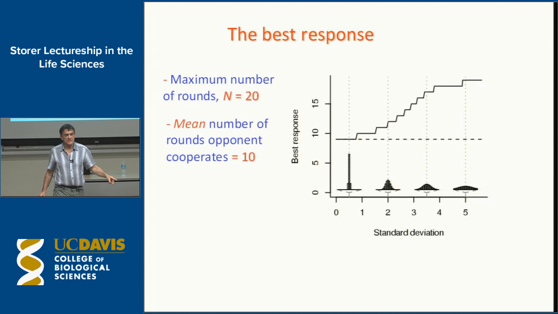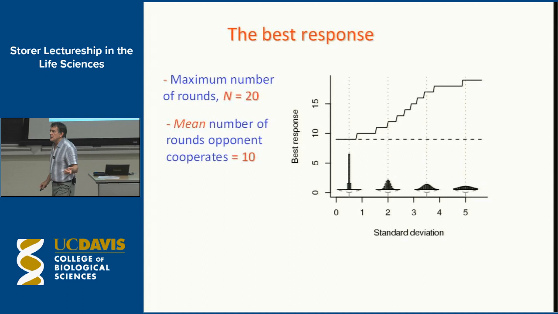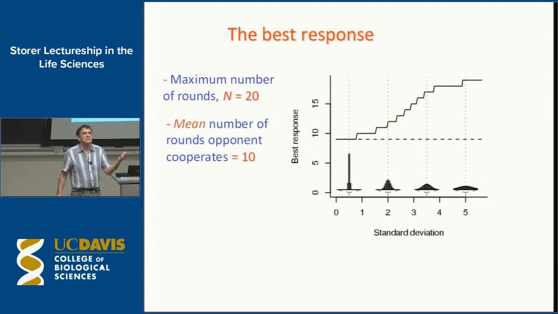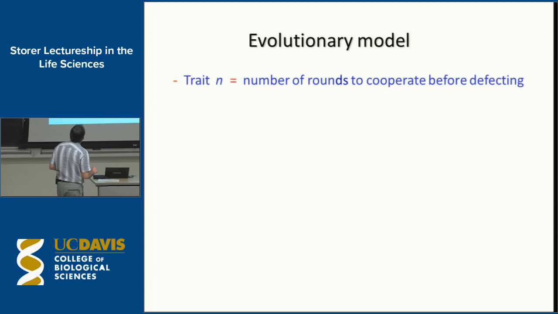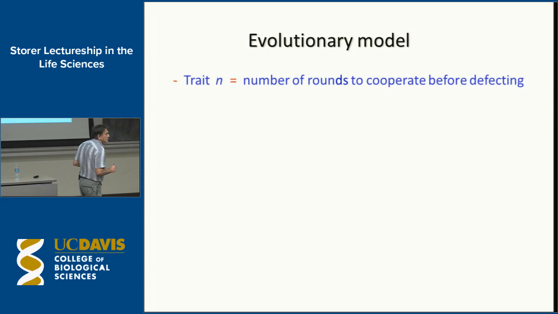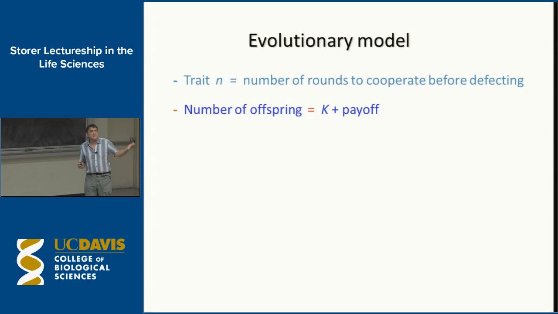Now, what maintains variation in a population? Well, it could be lots of things, as I said, but let's put it in via mutation or some sort of mutation-like thing. Let's make an evolutionary model. In this evolutionary model, the trait we're going to evolve is the number of rounds to cooperate before defecting. We'll assume that the number of offspring is some constant plus the payoff from the game. And that inheritance is as follows.